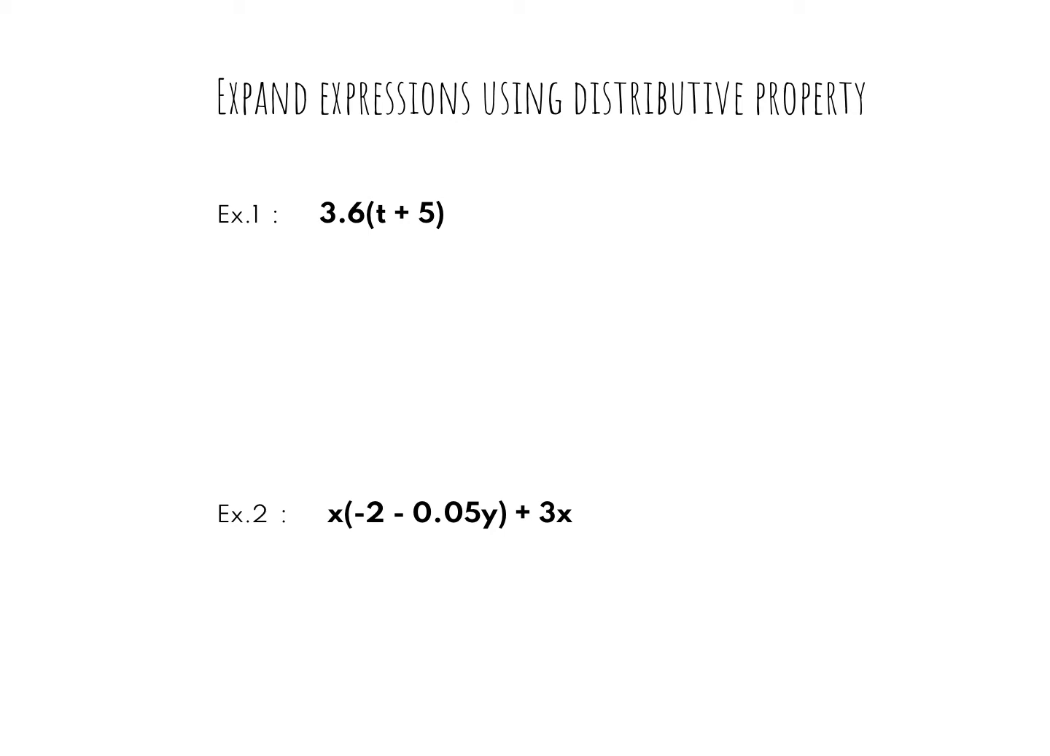We're going to start with the first one, 3.6 times t plus 5. So we're going to take this 3.6 and we're going to distribute it, or multiply it, by the first term in parentheses, which is t. I'm just going to expand this out. This is 3.6 times t. Then I am going to distribute, here's my plus sign, this 3.6 times 5. When we simplify this, I have 3.6t plus 18, done in my calculator.